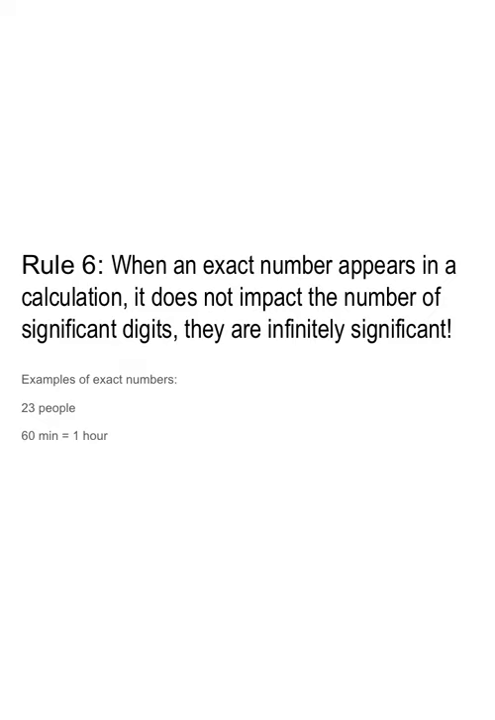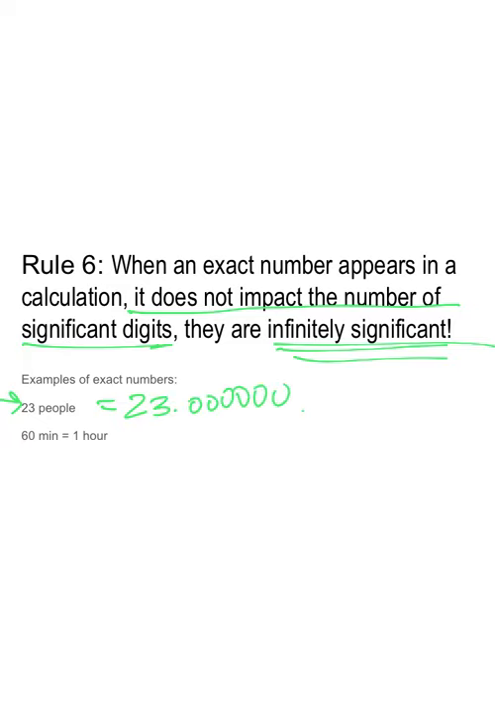The next rule we're going to look at is when exact numbers appear in a calculation, they do not impact the number of significant digits because they are infinitely significant. This would include counted values. Like if we counted that there are 23 people in our class, there's never a partial person. So this would be like saying there's 23.000000 people, and that would be a value that's infinitely significant.